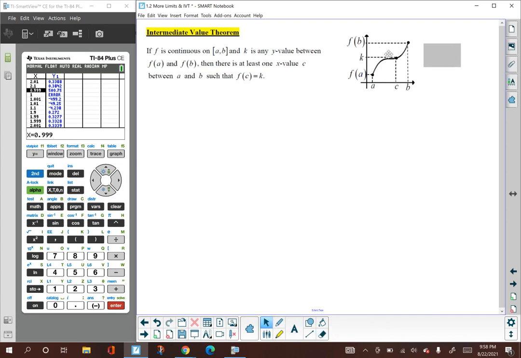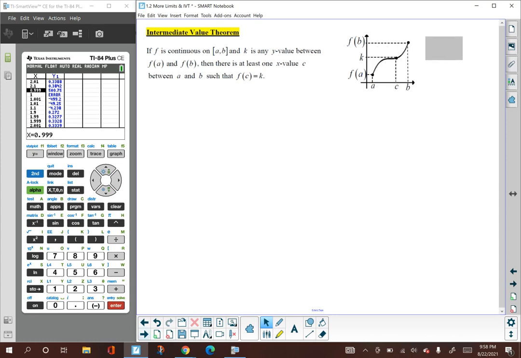It's connected. It's continuous. There's no way. If it's not continuous, then it might have a jump and never hit that value. But if it's a connected, continuous graph, then we have to be able to find that c value. It has to exist.